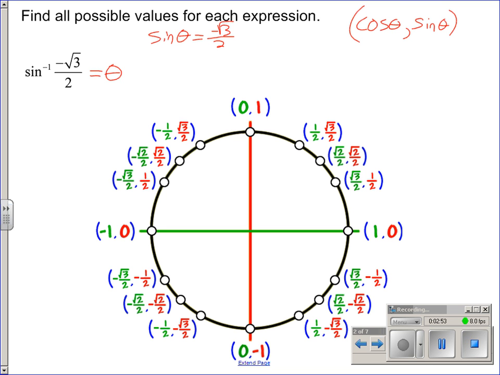So looking around, again, it's sine. We're looking at the y values. So I'm looking for a y value to be negative square root 3 over 2. I see one right here at that angle measurement, and I see one down here. Now, there is a little trick. Again, we're dealing with an infinite number of answers for these problems. Because the sine is the y value, what we're going to be doing is putting a horizontal line.